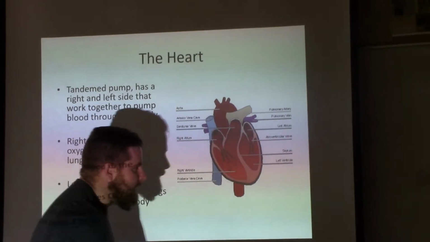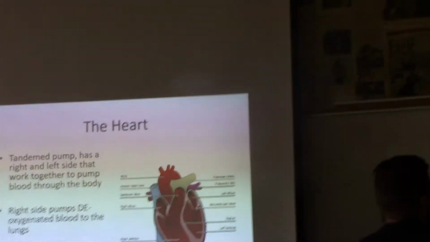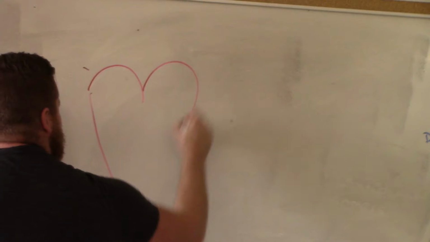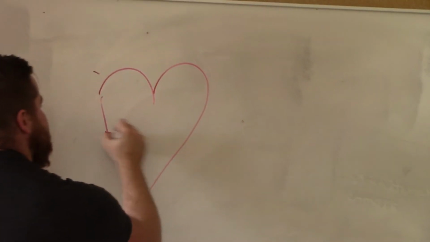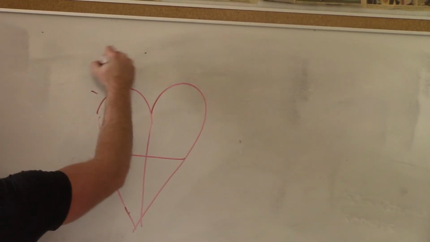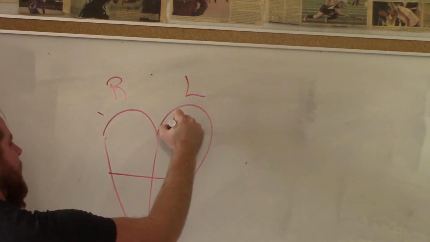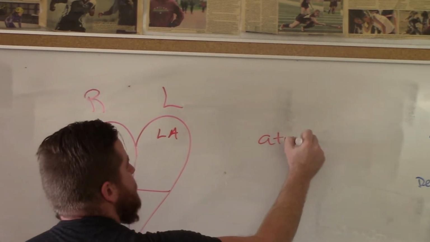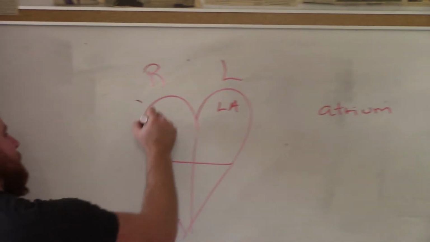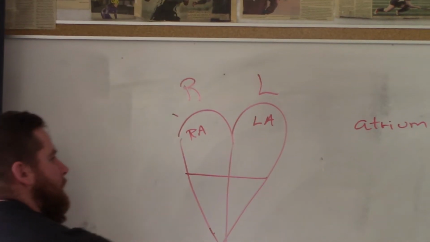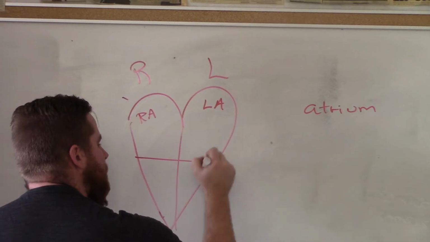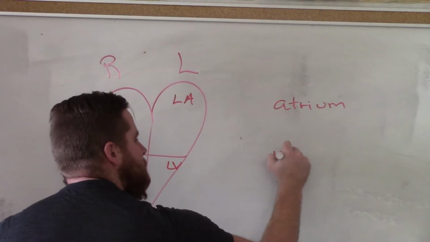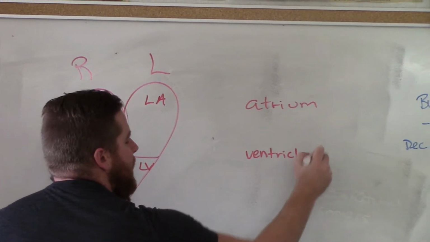All right? Now, I am going to use this little heart model, even though the heart doesn't look like this. All right? So this is the right side, and this is the left side. The left atrium is up here. Atrium is spelled like this. The right atrium is here. The left ventricle is here. And the right ventricle is here. Ventricle is spelled like that.